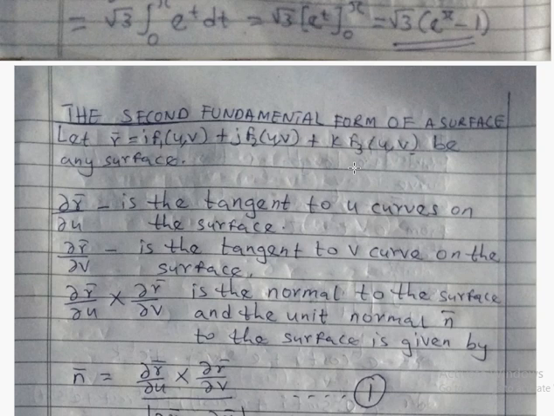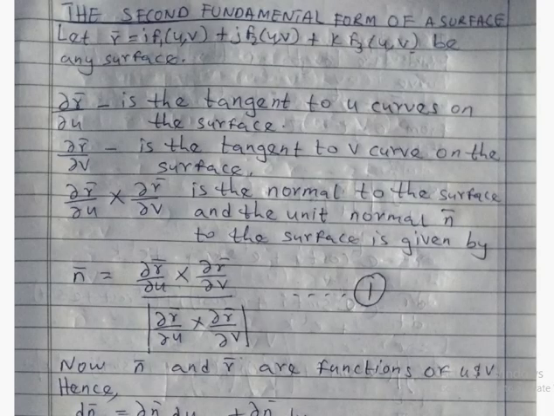So we partially differentiate r with respect to u to get the tangent to the u curve on the surface. We partially differentiate r with respect to v to get the tangent to the v curve on the surface. Then we find the cross product between partial r partial u and partial r partial v, and this one will give us the normal to the surface. So the unit normal will be obtained by the normal divided by the modulus of the normal. That is, the unit normal will be partial r partial u cross partial r partial v divided by the modulus of partial r partial u cross partial r partial v.